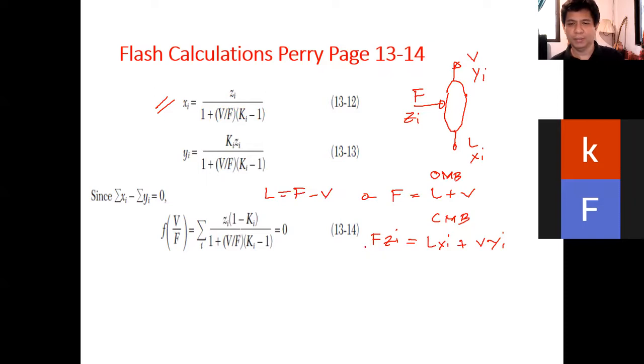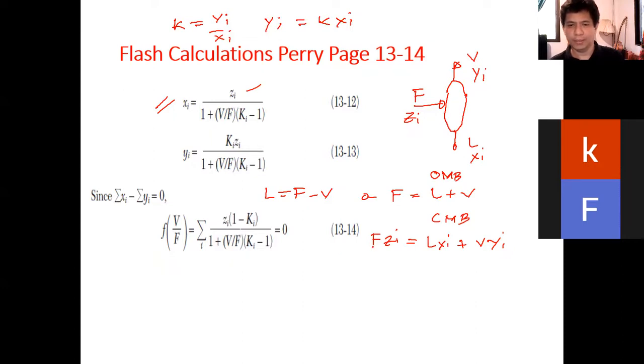Ganun lang naman yan. So this thing here, itong L na to, magiging F minus B. Another thing you're going to notice, wala rin siyang Y sub I. Di ba? Walang Y sub I. So, we're going to replace Y sub I with the equilibrium ratio equation. Ano ba yung equilibrium ratio equation? Sabi sa equilibrium ratio, K is equals to Y sub I over X sub I. So, papalitan natin yung Y sub I ng K times X sub I. Ganun lang yun.